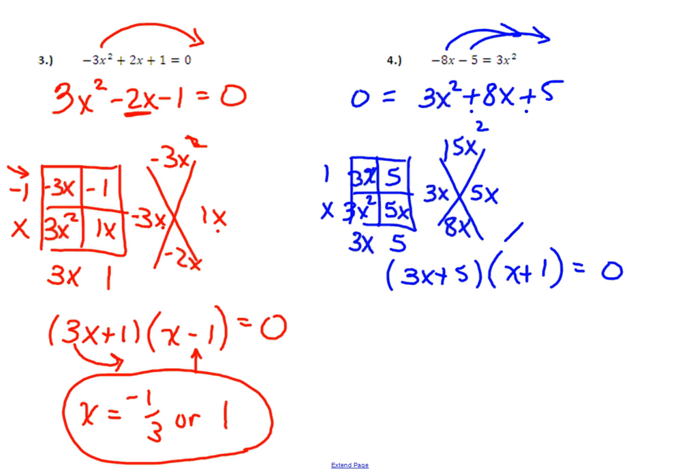So my answers, just to save space, I'll write up there. My answers, x, are the 3 under the 5, so negative 5/3, or negative 1.